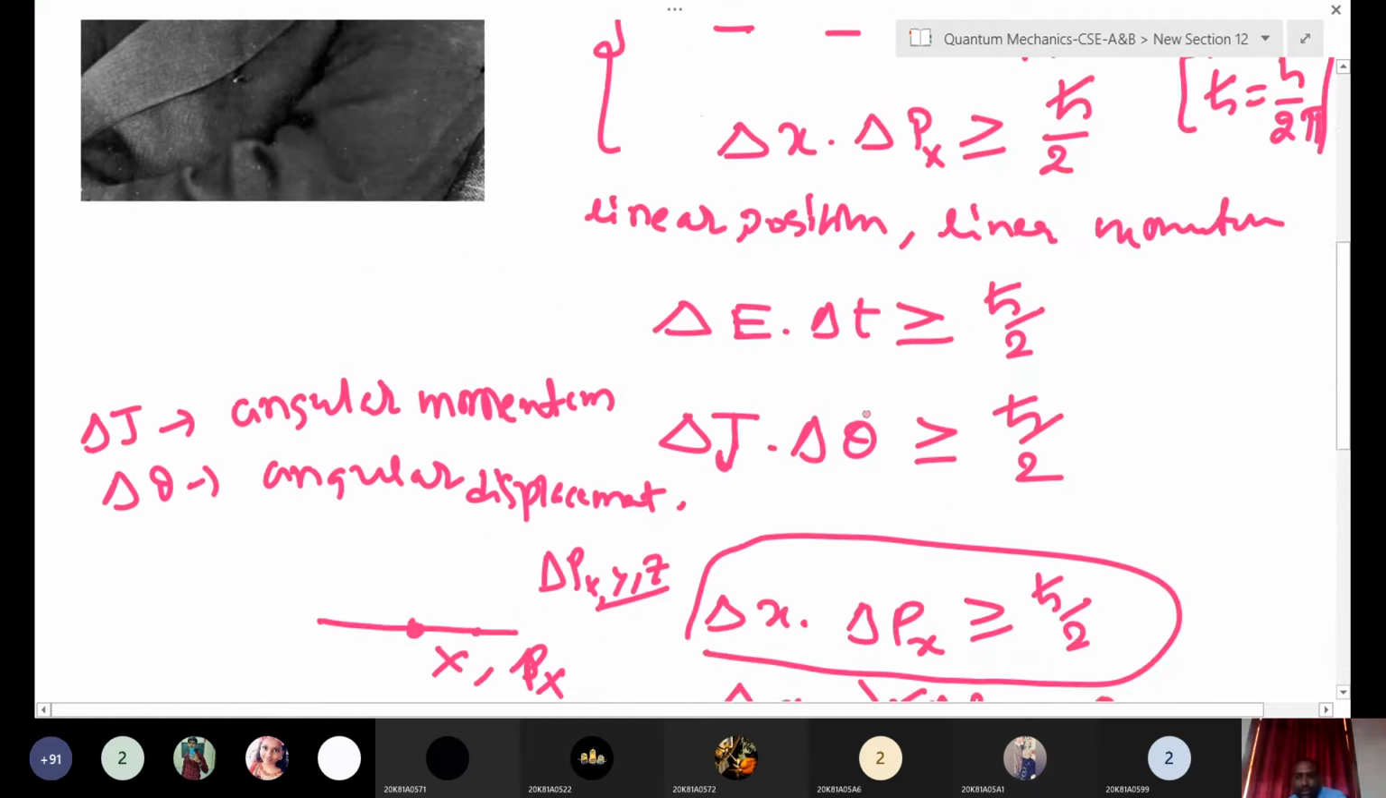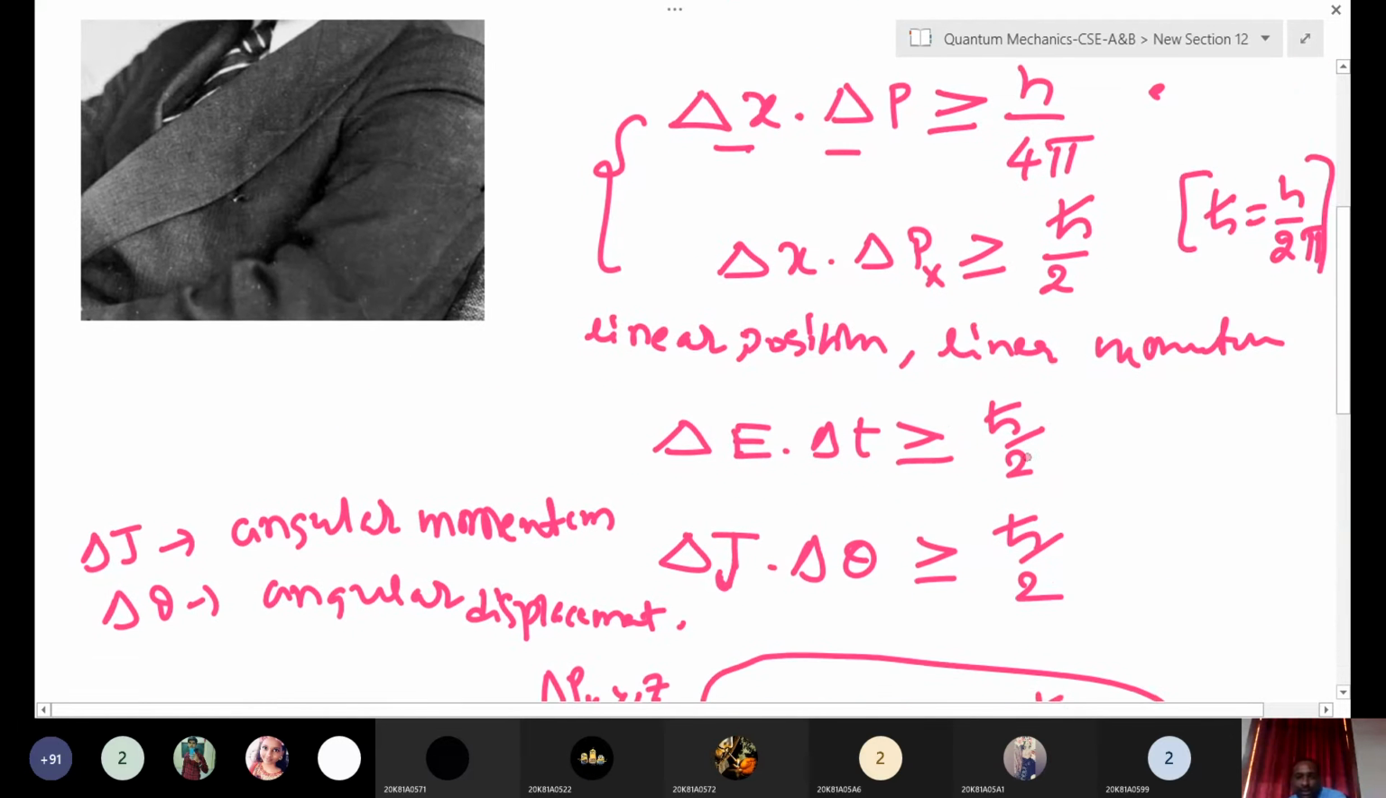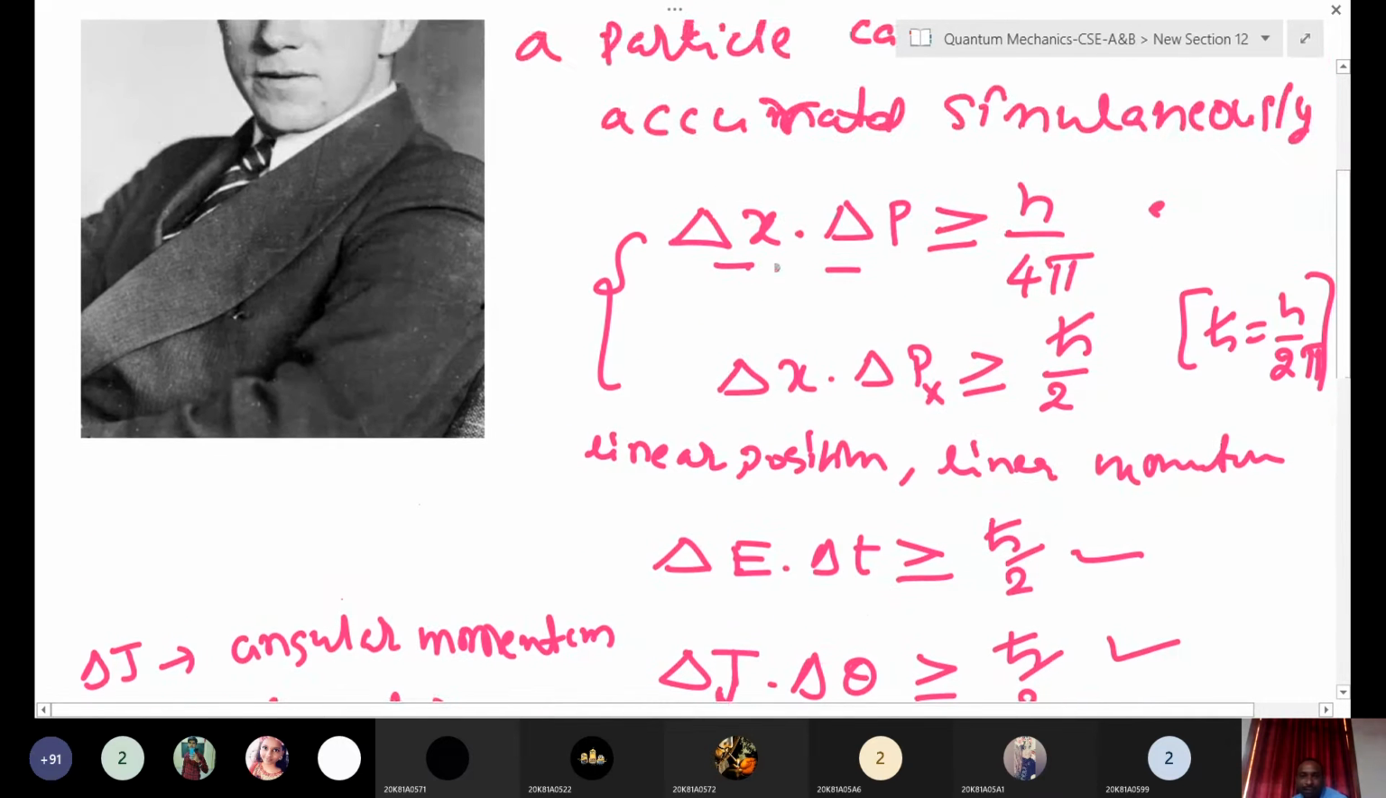Okay. Such expressions are possible for energy and time, and also angular momentum and angular displacement, and also for linear position and linear momentum. Delta p is the linear momentum. Delta x means uncertainty in the position.